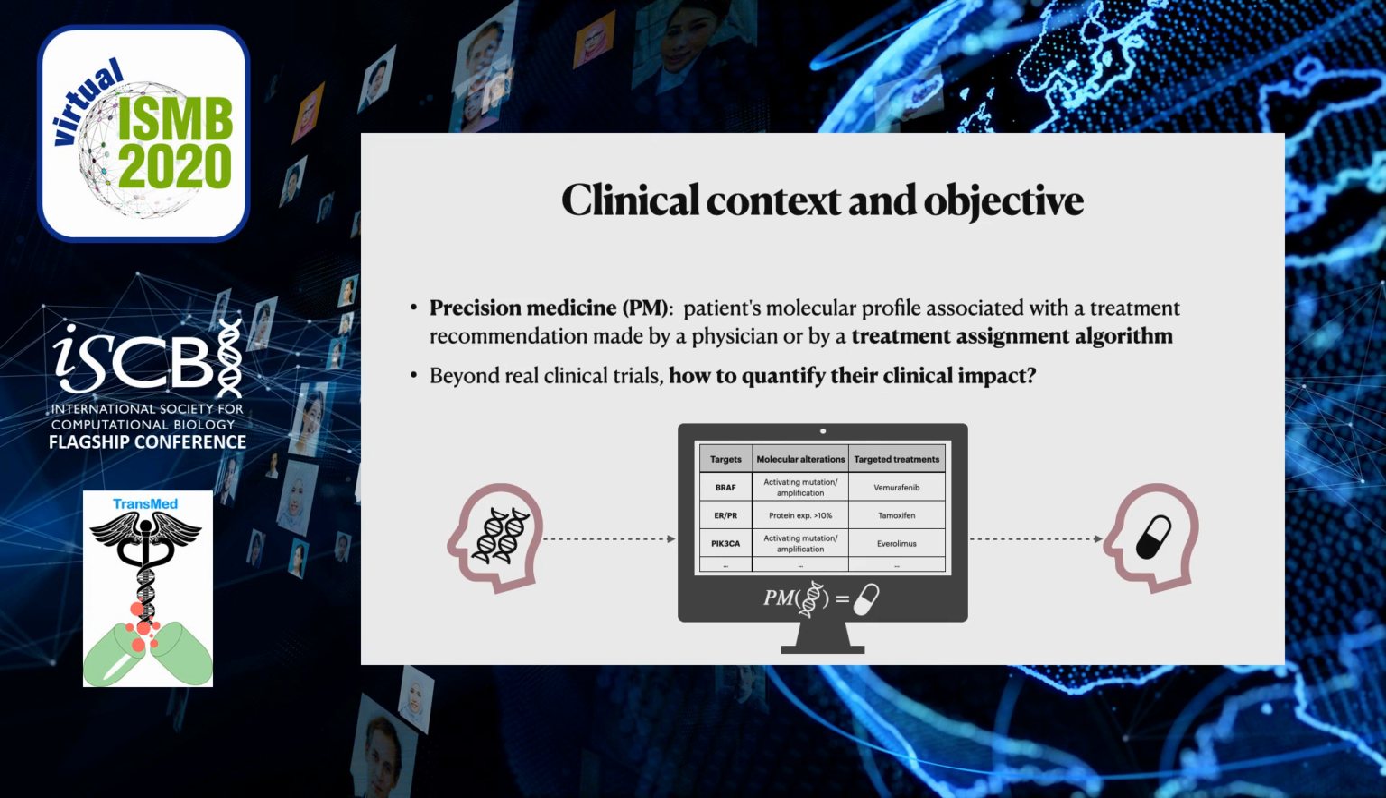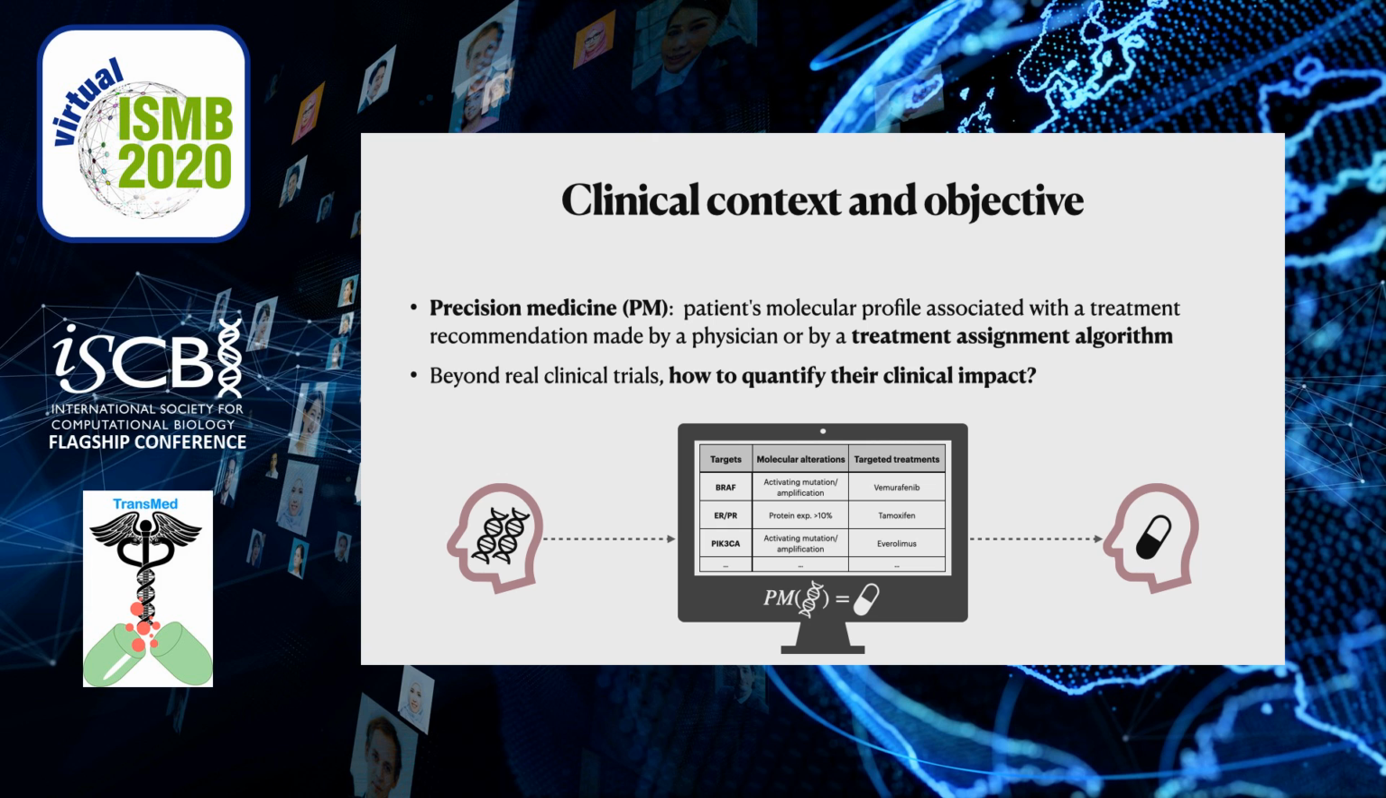What is precision medicine? It means that each patient is assigned an appropriate treatment according to his or her characteristics. In the case of cancer patients, targeted treatments are assigned according to the molecular profile of patients. In the example below, BRAF-mutated patients will be treated with vemurafenib, for instance, and so on. These strategies can be seen as algorithms, as a function denoted PM there, associating a treatment to each molecular profile.